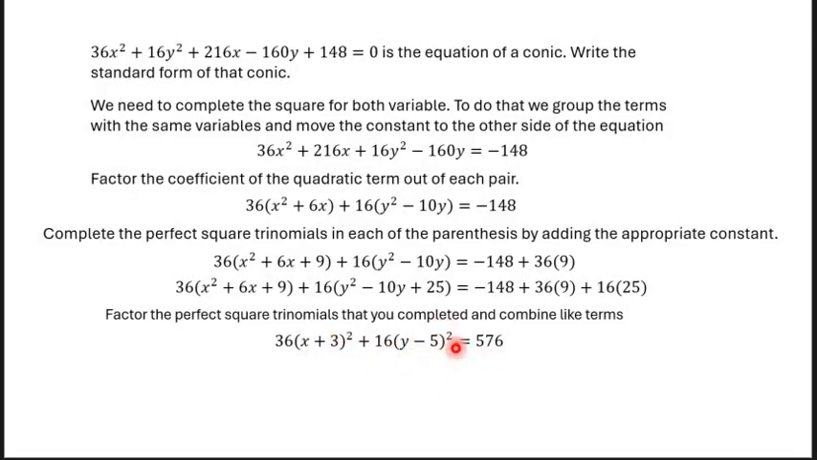And the last step in this equation to put it in standard form of an ellipse is to divide all three of these terms by 576. If I divide this by 576, I'll get x plus 3 squared over 16. If I divide this by 576, I'll get y minus 5 squared over 36. And if I divide 576 by 576, I'll just get 1. This is the standard form of the ellipse that had this original form. And that's how we go from the general form to the standard form of a conic.